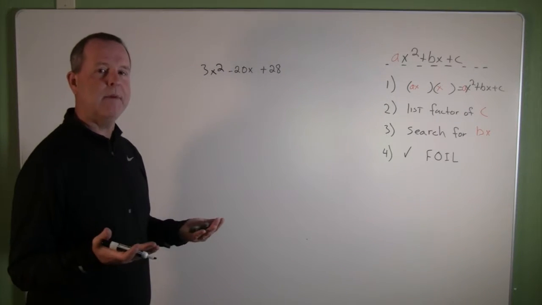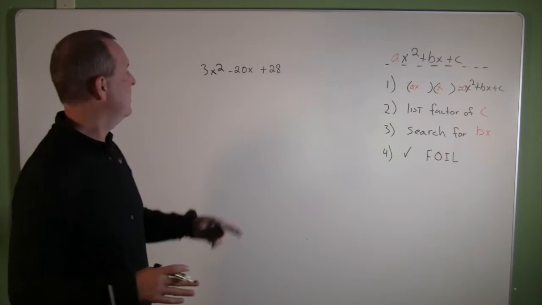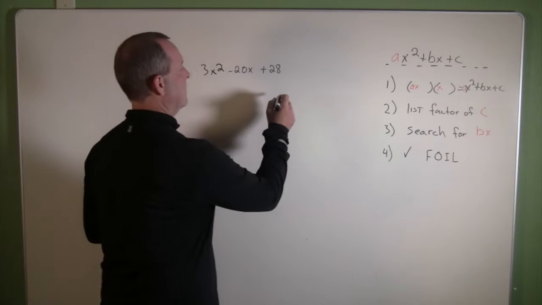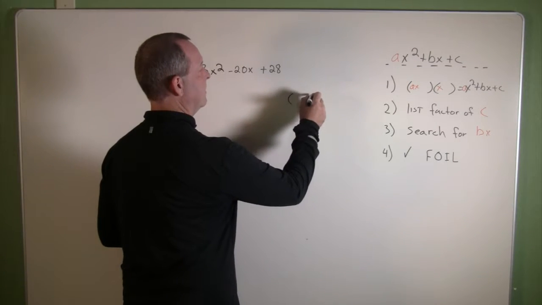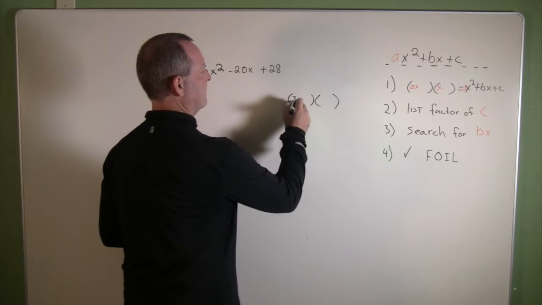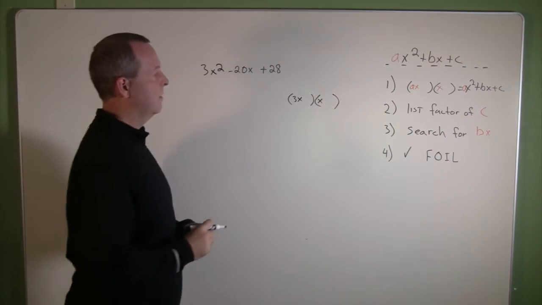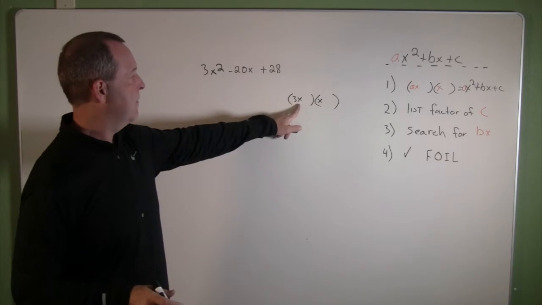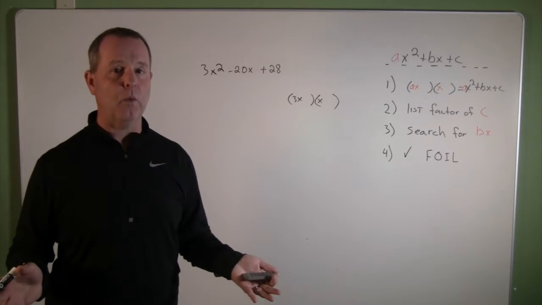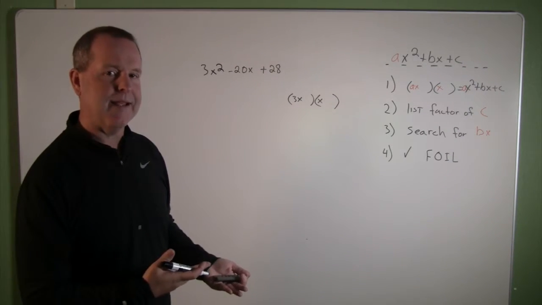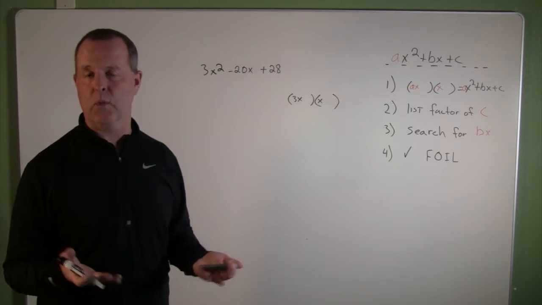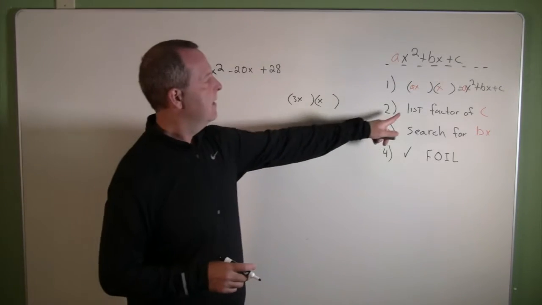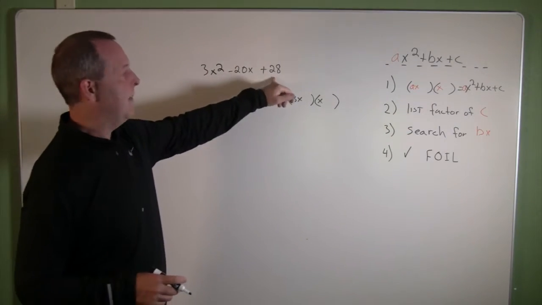I have to keep in mind all the possibilities that make a 3x in that first term. I'm going to make a little side list over here. Really, the only way I can make this leading coefficient is a 3x times an x. No other way. But I put that step in there because we will find times when that's not always the case. Second step then is to list all the factors that make 28.